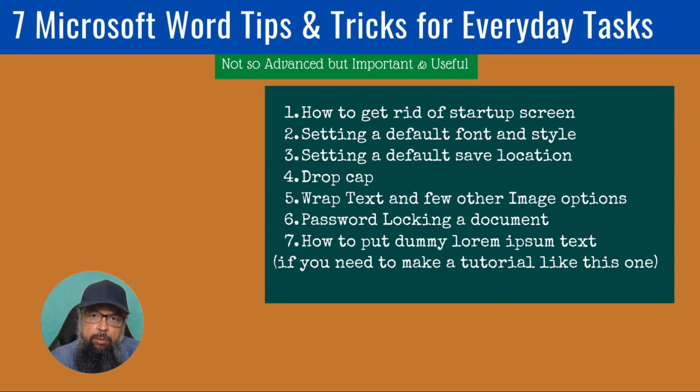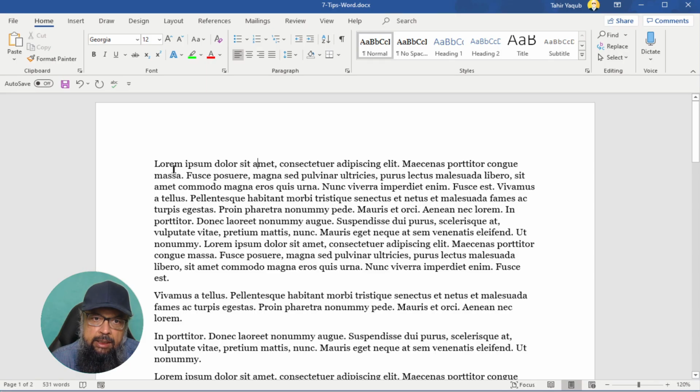Now our tip number 4 is drop cap. So let us see what this is. Let's say that this is the first paragraph of my book or any guide which I have prepared for my students, and I want the first letter of this paragraph to be printed in a large size, maybe covering 3, 4 or 5 lines. That is called a drop cap.